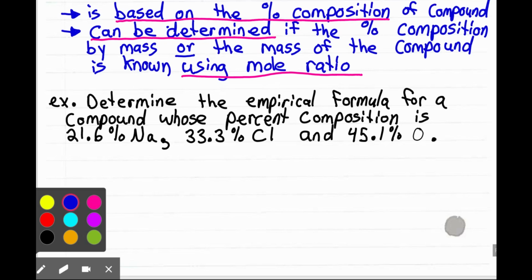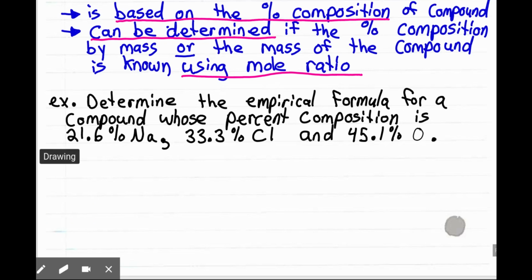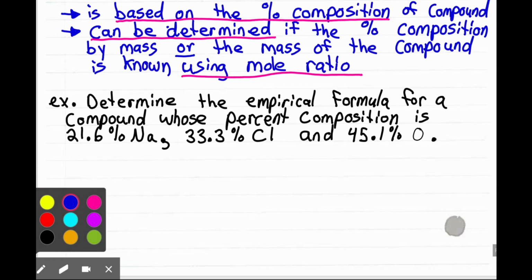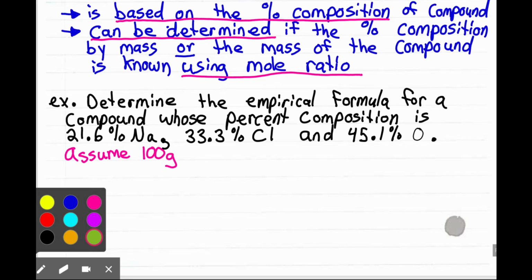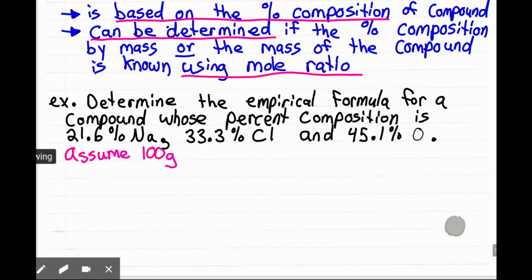Okay. So what we're going to do is convert our percents into a mass. Because your percents add up to 100, if we assume 100 grams, then we can easily change our percents into mass information. So I'm going to assume 100 grams, and then I'm going to go through this process where I take my mass information and I convert it into moles.